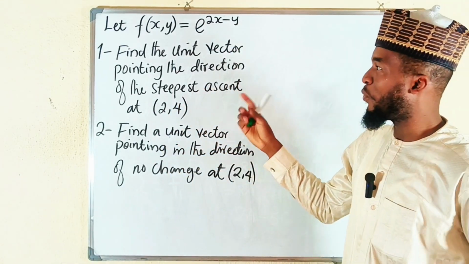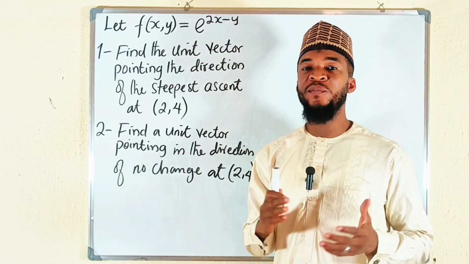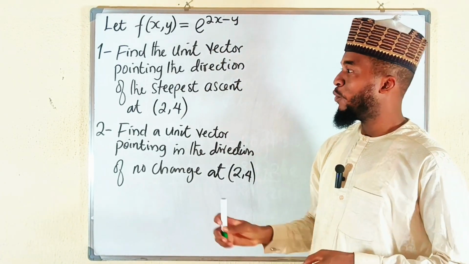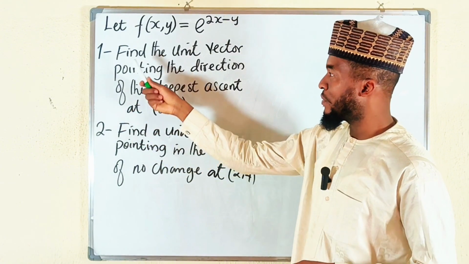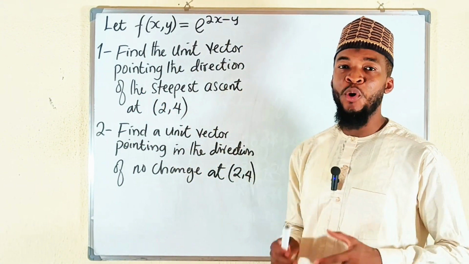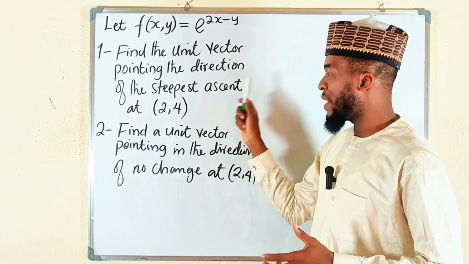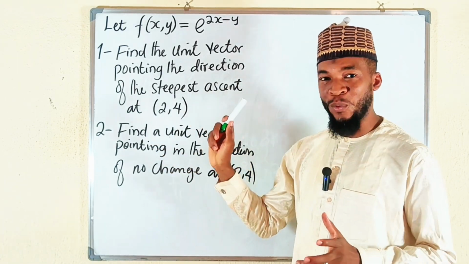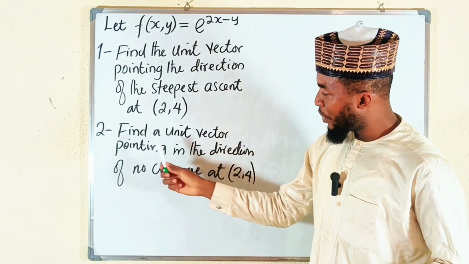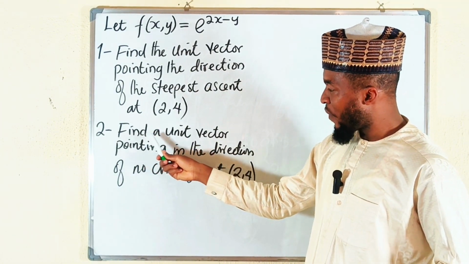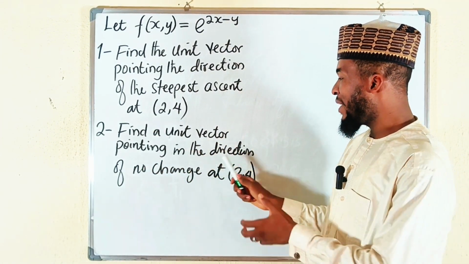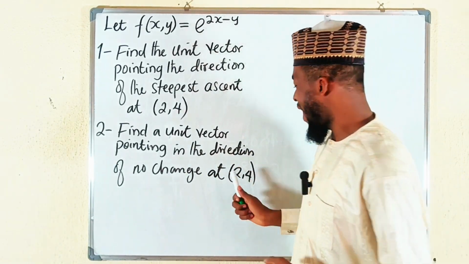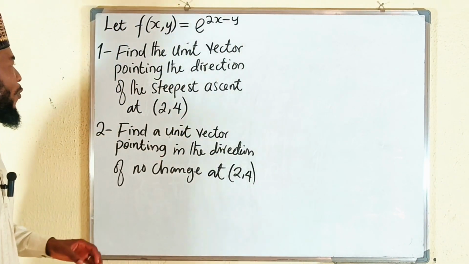Here is your question. We are given a multivariable function, e to the 2x minus y. We have two questions here. The first one says, find the unit vector pointing in the direction of the steepest ascent at a point where x is 2, y is 4. The second question asks us to find a unit vector pointing in the direction of no change at the same point, (2, 4).